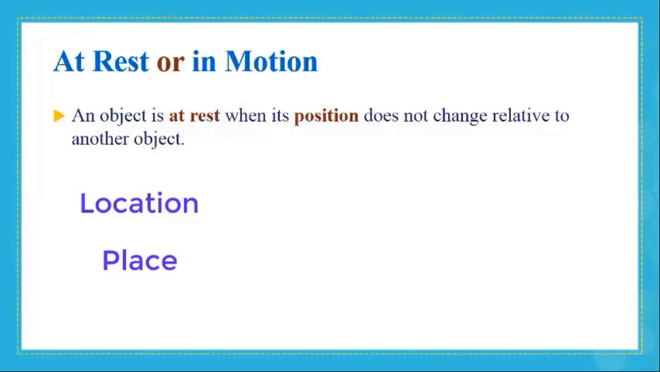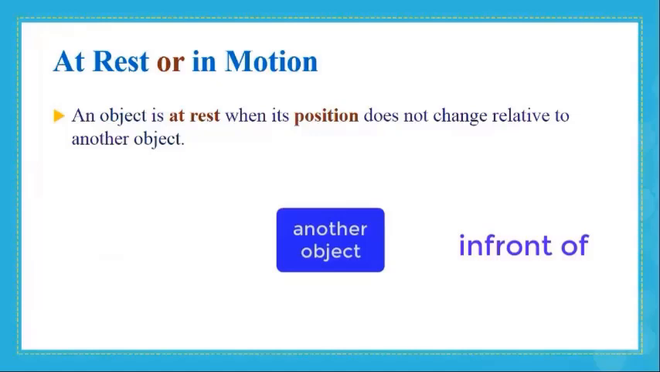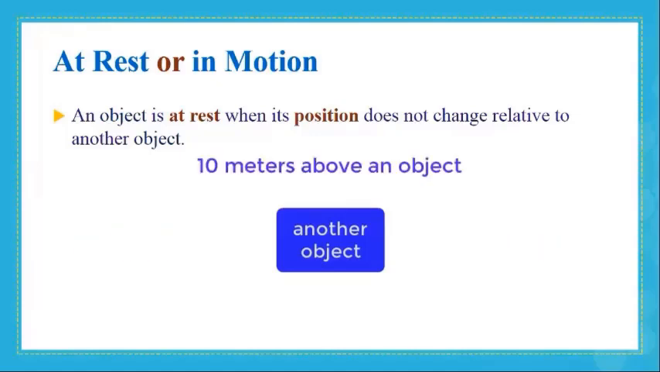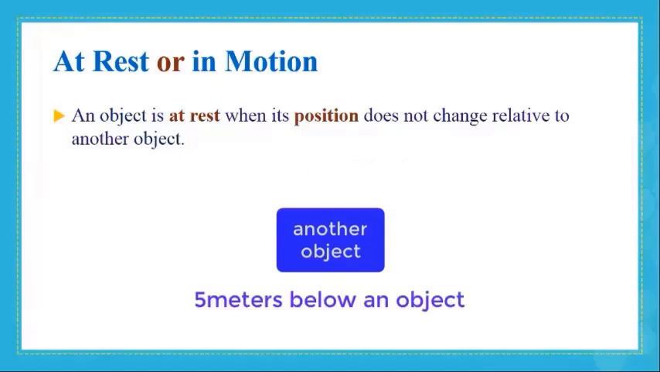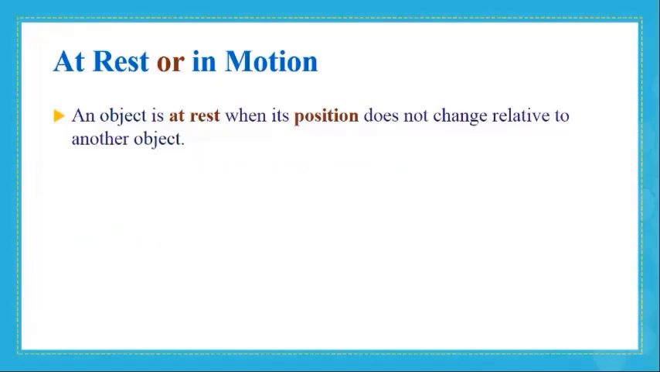It could be in front of another object, behind another object, 10 meters above an object, 5 meters below an object. All of these terms represent position. Relative to means compared to, with respect to another object.